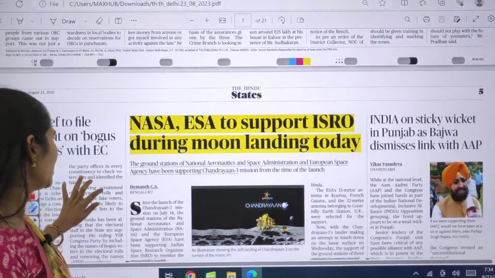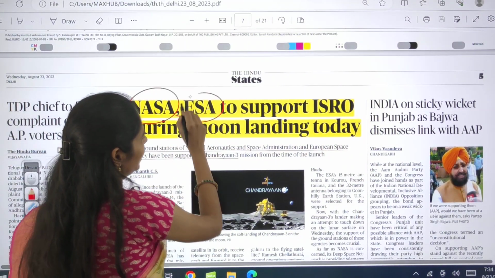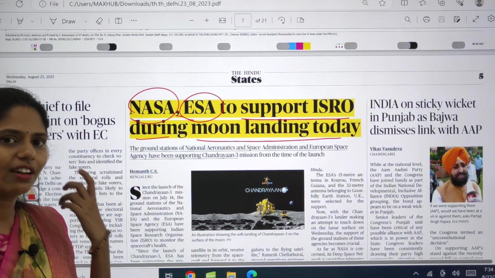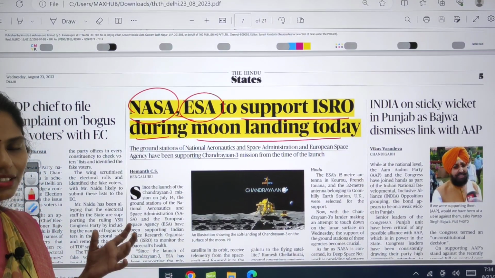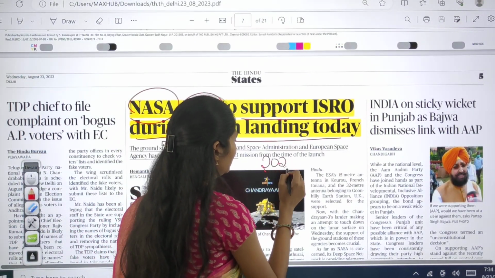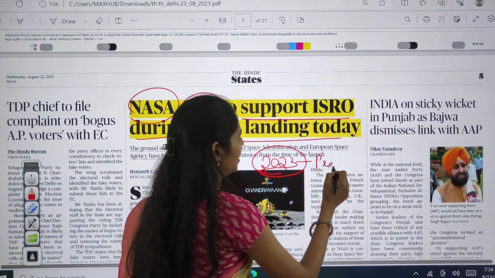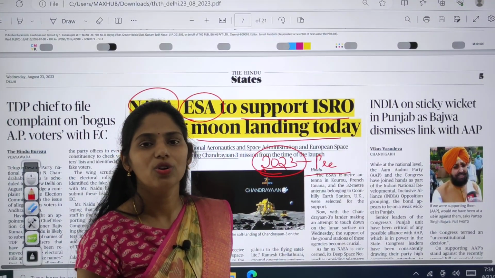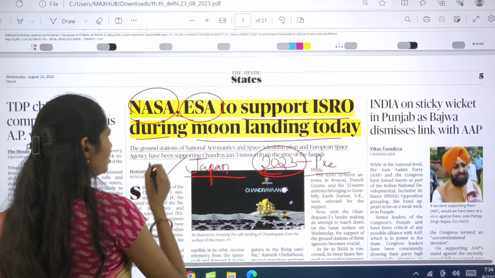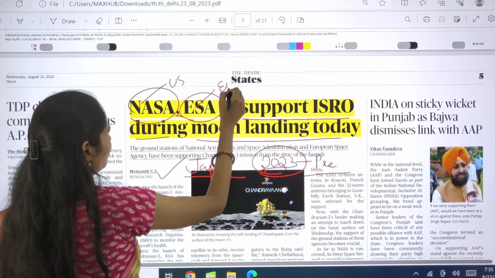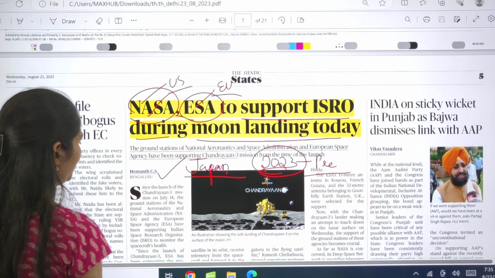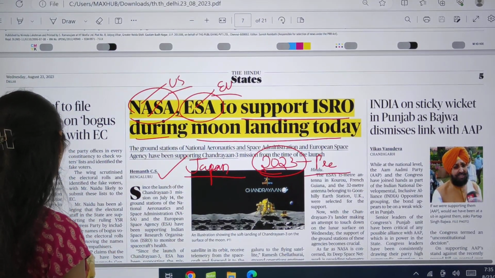If you move forward on this page, you can see NASA, ESA to support ISRO during moon landing today. As you all know, we are going to have the landing, right? That is the Vikram lander, which is going to land on the moon surface. Why is this article important? Because in 2023 there was a very interesting question in prelims: which of the following countries have their own space agency? The answer in that question is Japan. So you have to see NASA, it is of the USA, and ESA, it is of the European Union. These are the space agencies of the USA and the European Union, and that is the thing you have to remember here.